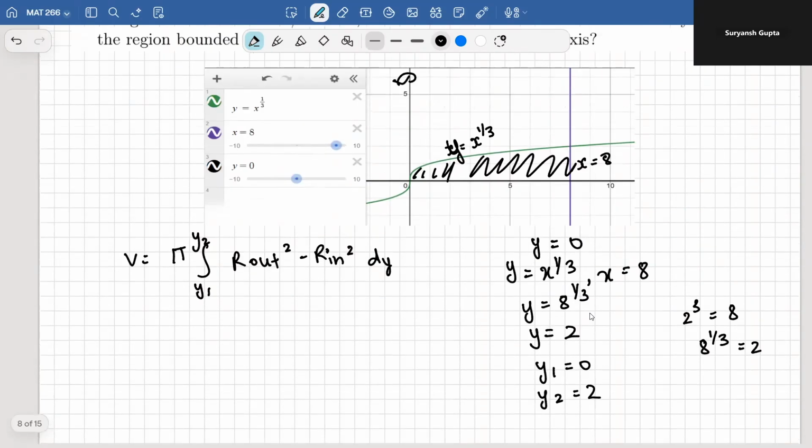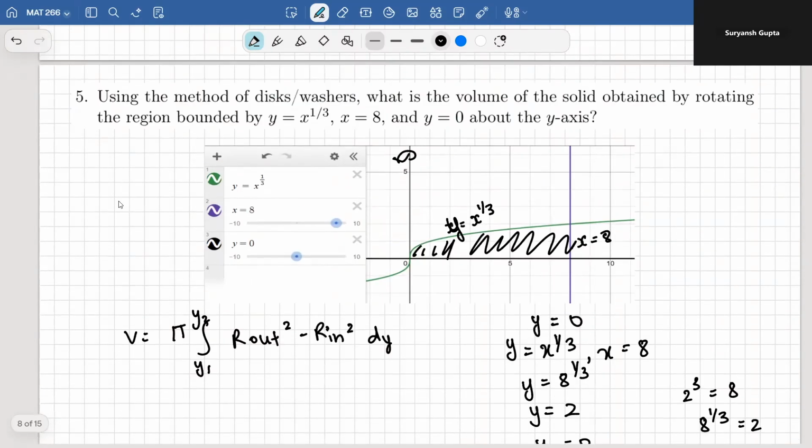I need to find out my r out and r in square. And to do that, I'll just go back to my graph and draw it all out. So my r out is essentially the radius going from here to here, which is just x equal to 8 because x is equal to 8 here. And then I need to find my r in. So r in is this value here, but this is going to be a function because this changes as the curve goes on. So we need to find it in terms of y.